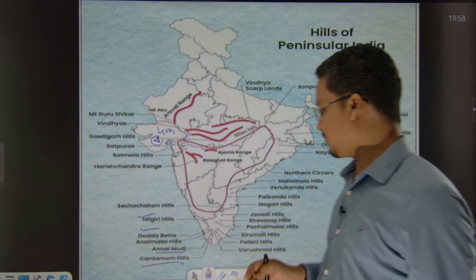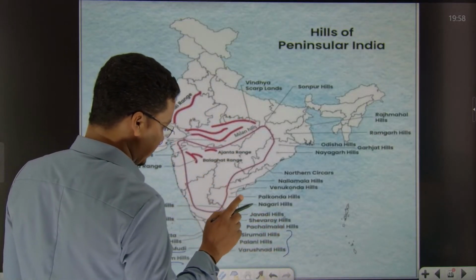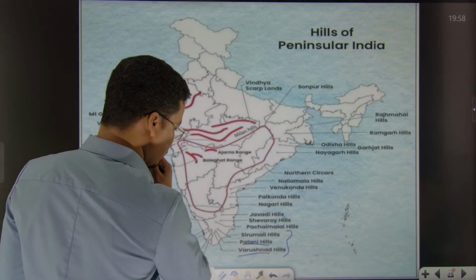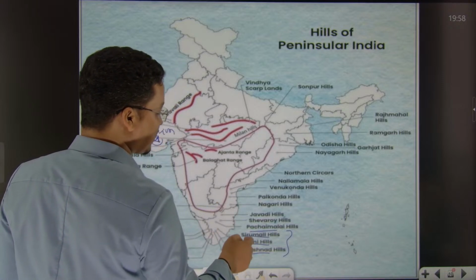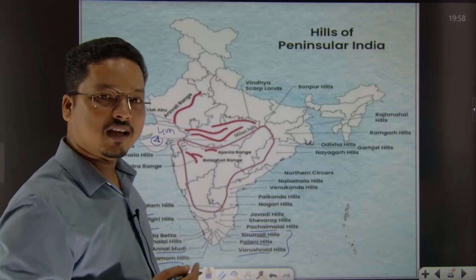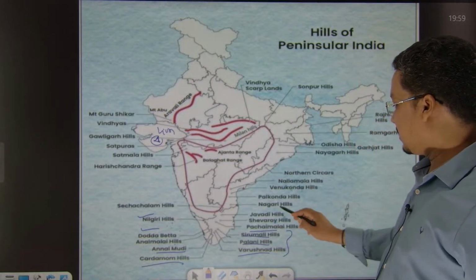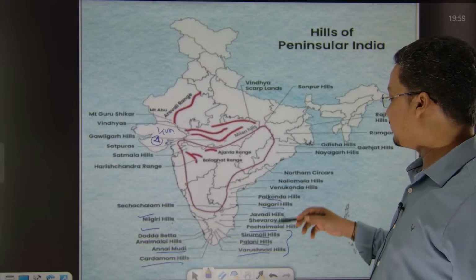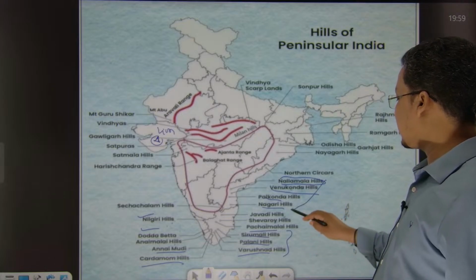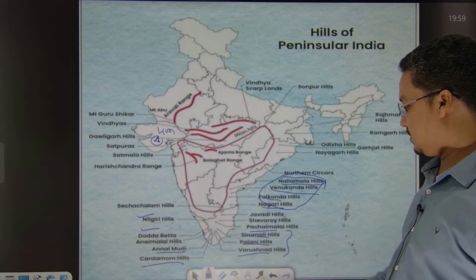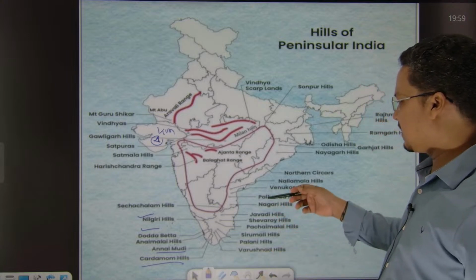These are part of the Western Ghats. The majority of the hills you have to remember: Palani, then Varushanad, then Sirumalai, Panchamalai. These hills are part of the running of the Western Ghats. You have to remember. In Andhra Pradesh, you will have Palkonda, Nagari Hills, Velikonda, Nallamala Hills, and Veligonda. These are the hills in Andhra Pradesh.